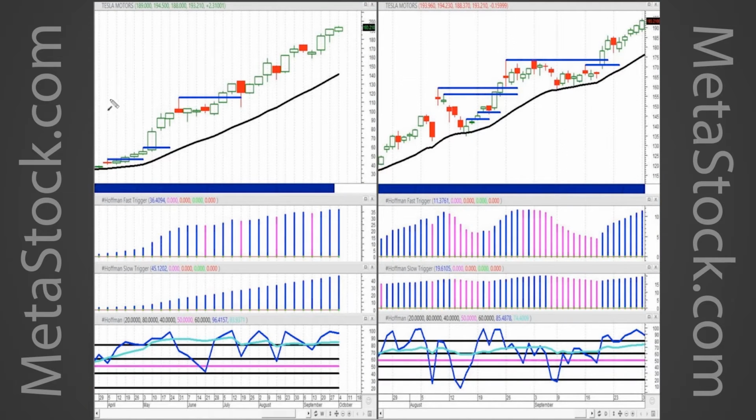Now, let's go ahead and look at some more examples of this. So as we look here, here's a bar. Here's one. The market's going up. It pulls back 45% or more off the low. What do we do? We mark that bar.